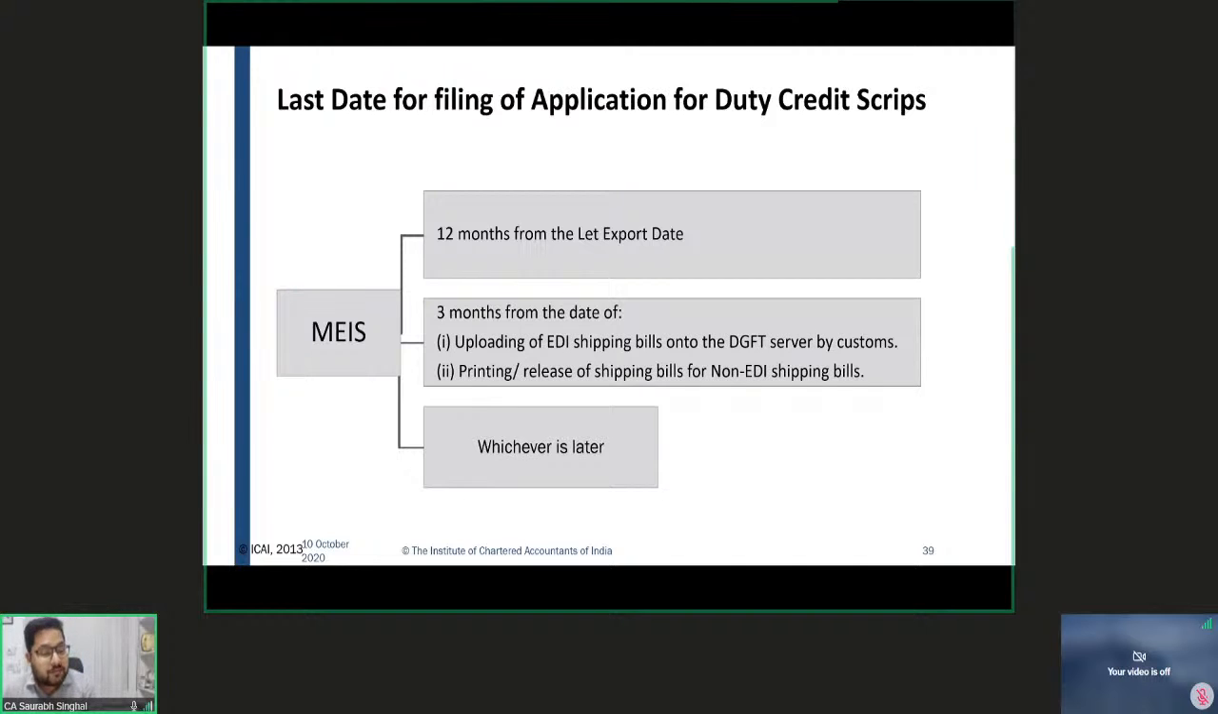So they say within 12 months of the let export date or 3 months of the uploading of EDI shipping bills onto the DGFT server, whichever is later, is the time limit for you to file the MEIS scrip application. So basically 12 months from the let export order date, because obviously the EDI shipping bill will be uploaded much before that, and it is whichever is later.